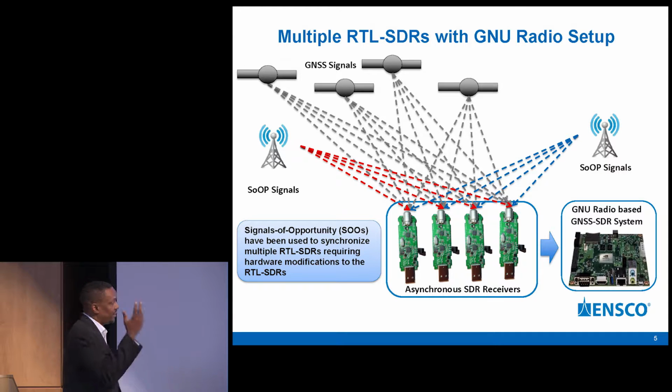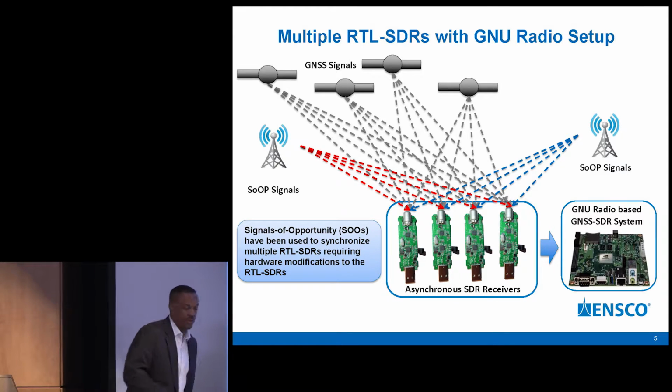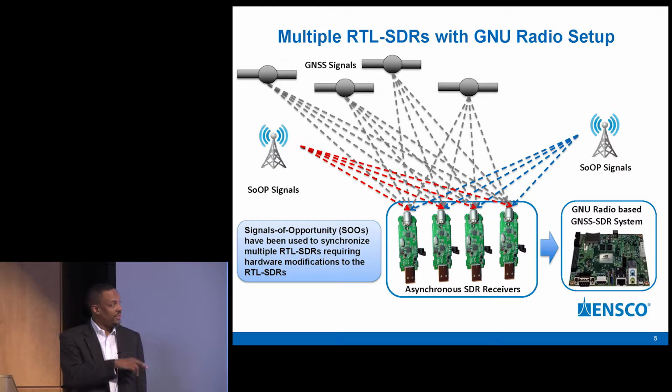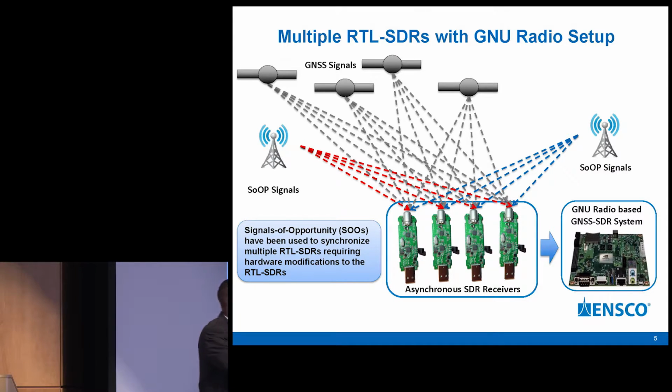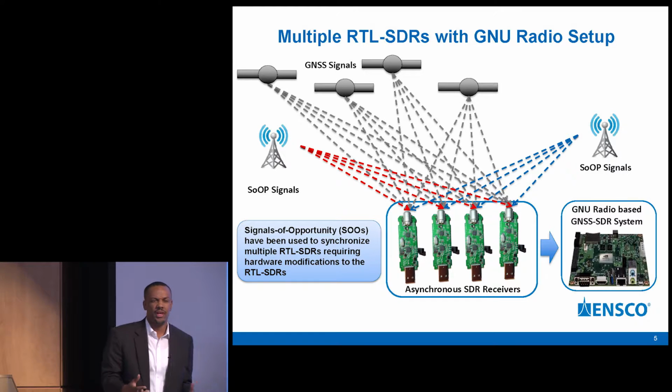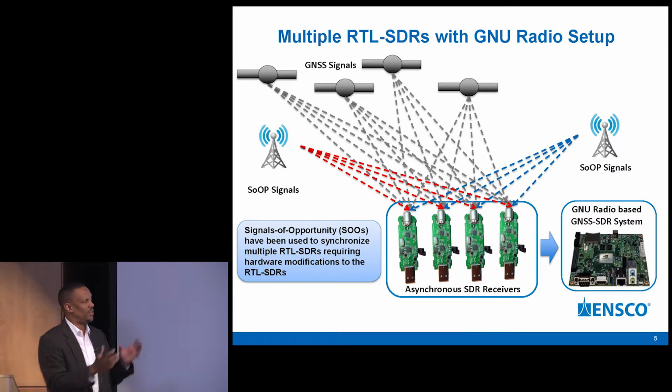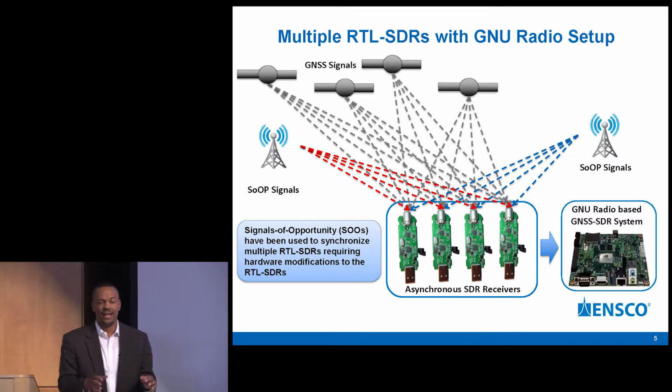And so that led me to say, I wonder if there's a way that I can characterize the RTL-SDRs with a system that will be running on a Jetson K1 to stream the data, and then use a GNU radio-based GNSS-SDR system to get an understanding of what I can do with these dongles that are not connected physically in terms of having a common clock.